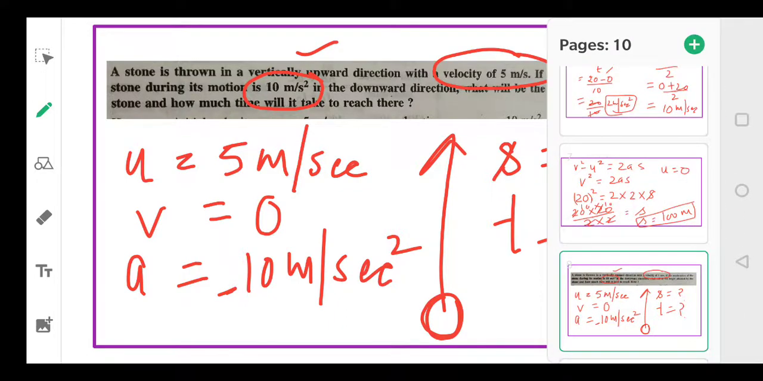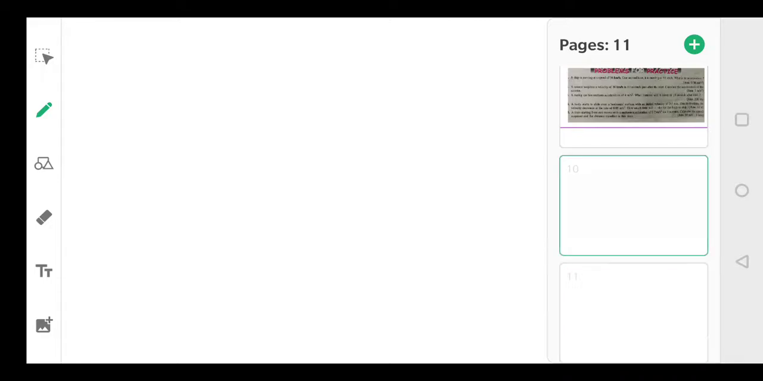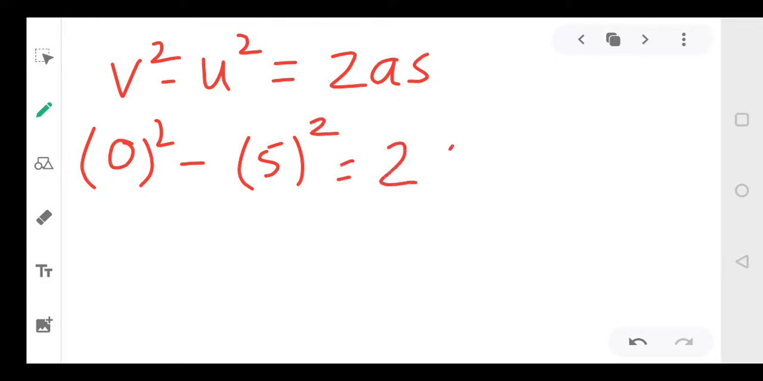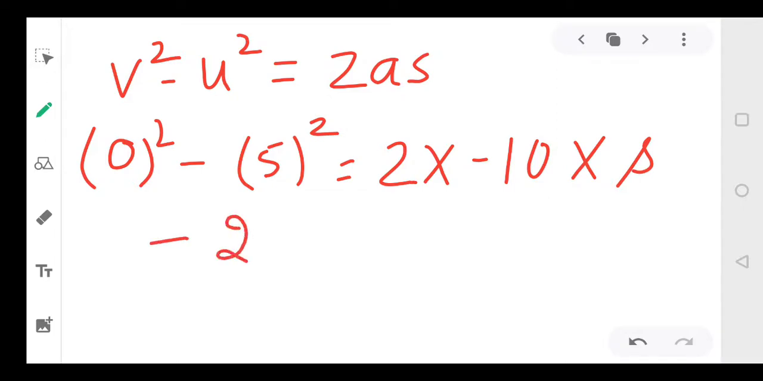Now first of all we will calculate the distance. For calculating the distance we will use the formula v square minus u square is equal to 2as. We'll put the values into this. V is 0, isn't it? So 0 minus u, which is 5, squared, is equal to 2 into minus 10 into s. So we'll have minus 25 is equal to minus 20 into s.